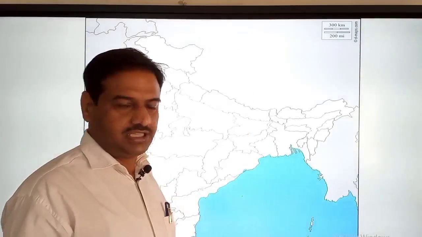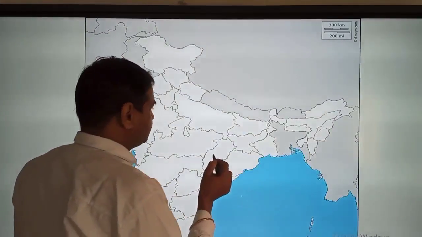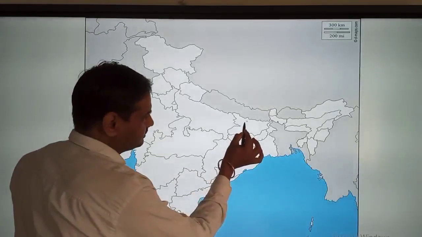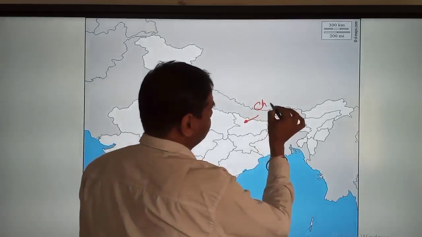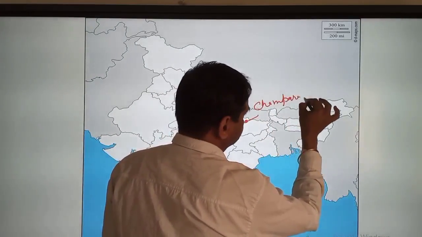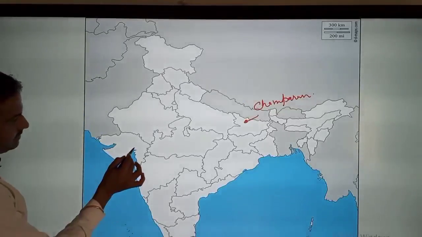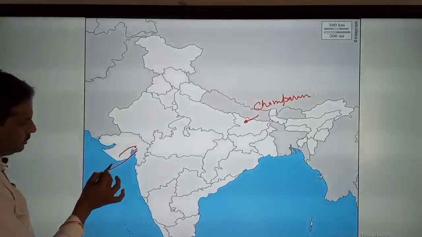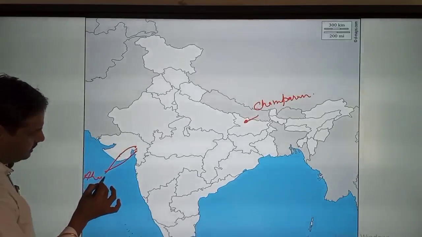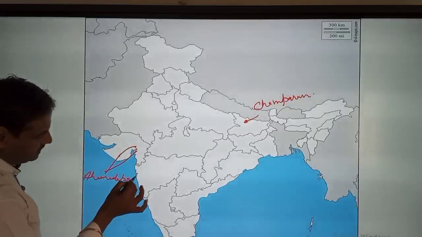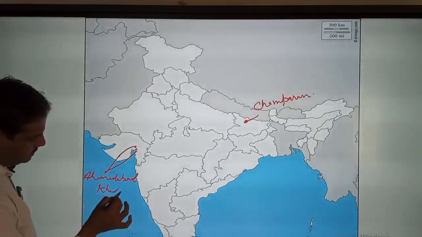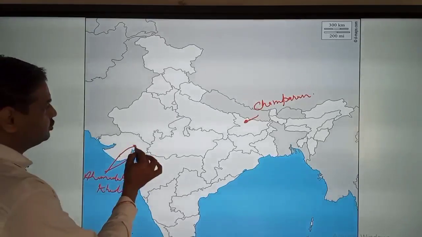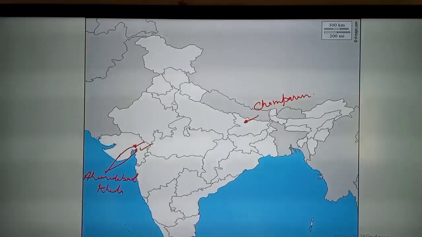So we can see that the first major movement of Mahatma Gandhi, the Champaran Satyagraha, was started in Bihar. So here it is, Champaran. The second movement was Ahmedabad, and here it is also Kheda. So Kheda and Ahmedabad are both close to each other. So these were the three movements started by Mahatma Gandhi. This is Kheda and this is Ahmedabad. So these two movements were started by Mahatma Gandhi.